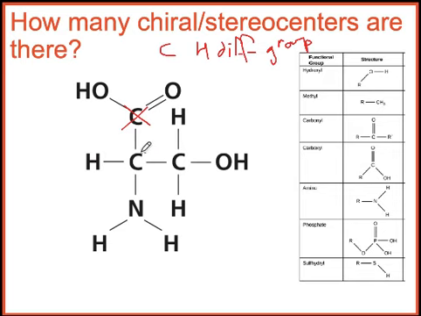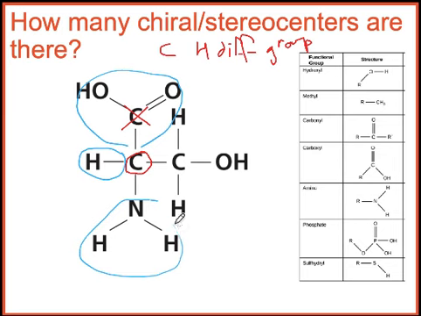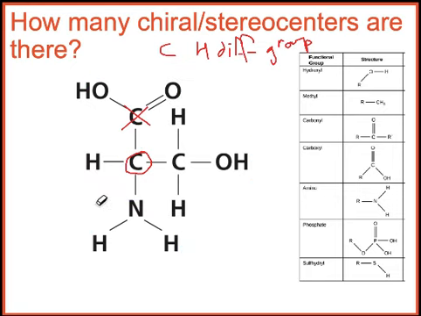Let's look at this next one here, this C. For this C, we have this group here. We have a hydrogen. We have an amino group. And we have this other big thing here. These are all different groups, okay? They're all separate groups. So what does that mean? That means that this is a chiral center.